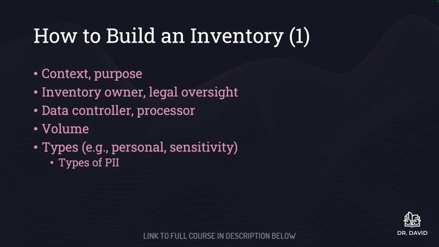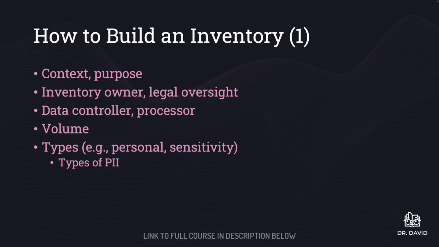As I just mentioned, once you've identified the data, you want to identify the context and purpose for the data. How is it collected? Who is it collected from? What is the purpose of collection? How is the data being processed? How is it being safeguarded? What different laws, regulations, and policies apply to that data, etc. You also want to identify who the inventory owner is, as well as who has legal oversight over the inventory and the data. Similar to identifying the office that is collecting and processing the data, as you're doing that, you're going to be identifying the data controller and processor.